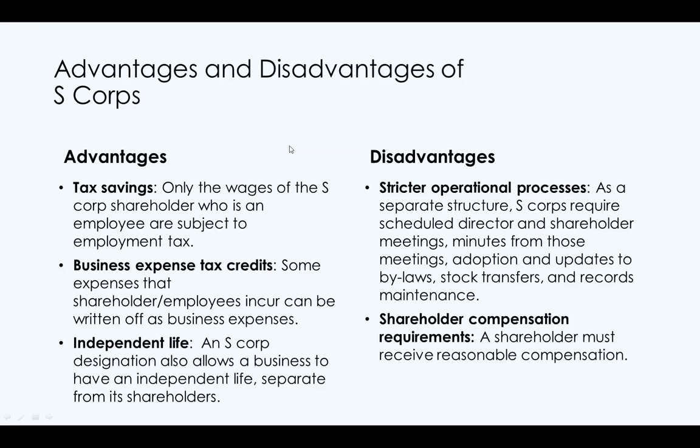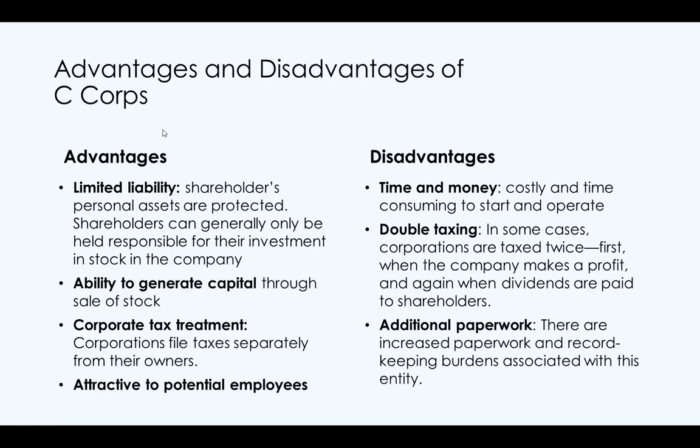So some advantages: only the wages of the S corporation shareholder who is an employee are subject to an employment tax. That's it. The business expense tax credit: some expenses that the shareholder or employees incur can be written off their own personal taxes as business expenses. That's one of the benefits. If you own a C corporation, you can't do that. Independent life: an S Corp designation also allows the business to have an independent life separate from its shareholders. And that's something that we didn't mention with the C corporation, is that it continues to exist.